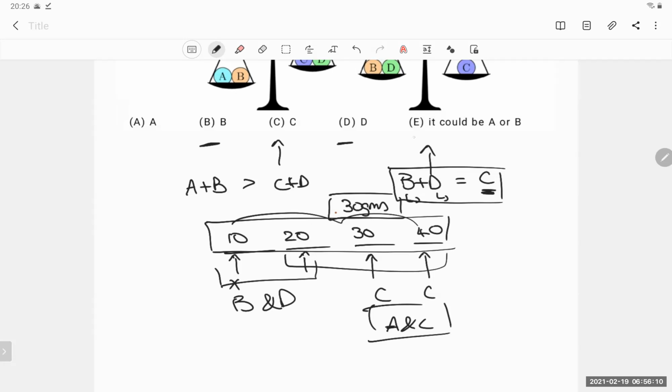It's either A or C. B is still dicey, but B and D definitely not.